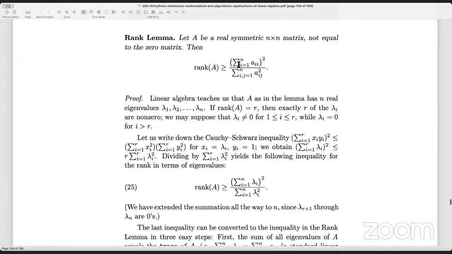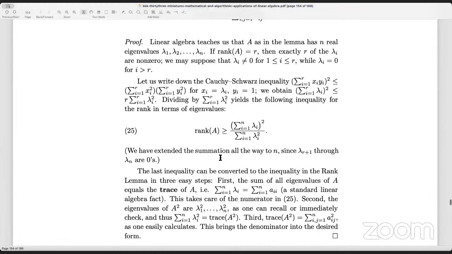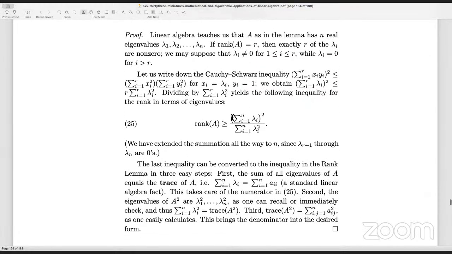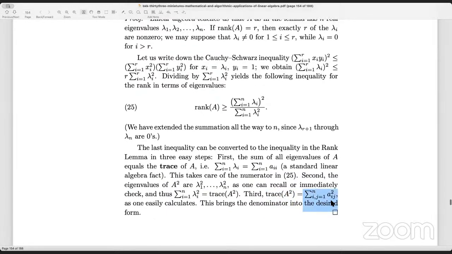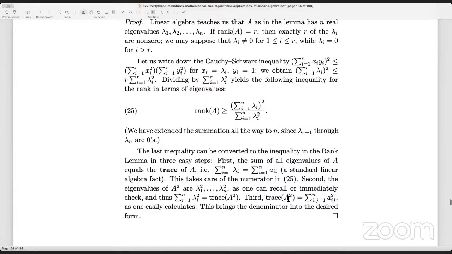But it turns out that it's really a useful starting point, because from here you use the fact that the sum of the eigenvalues is the sum of the diagonal entries. So you're already matching on the numerator. And then for the denominator, you have this relationship between the eigenvalues of A squared and the eigenvalues of A. And then again, the trace of A squared is easy, because if you look at A times A and pick up everything on the diagonal, the ith diagonal entry is the ith row and the ith column multiplied by itself.